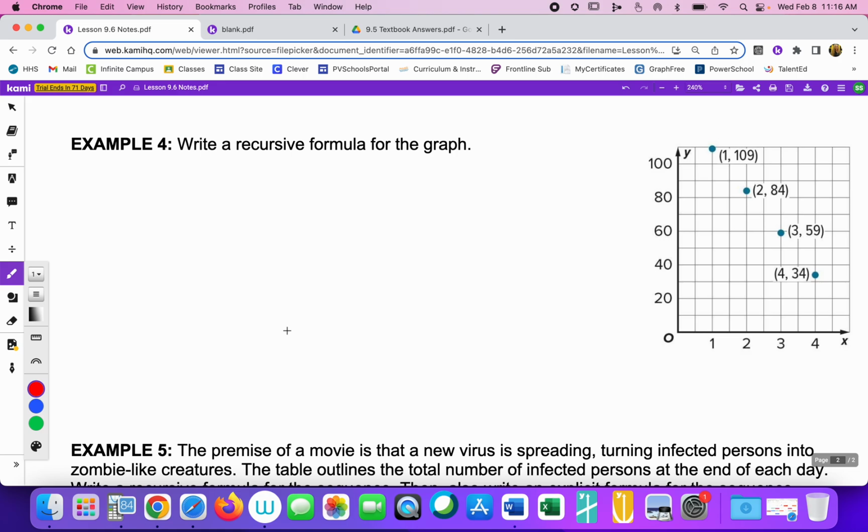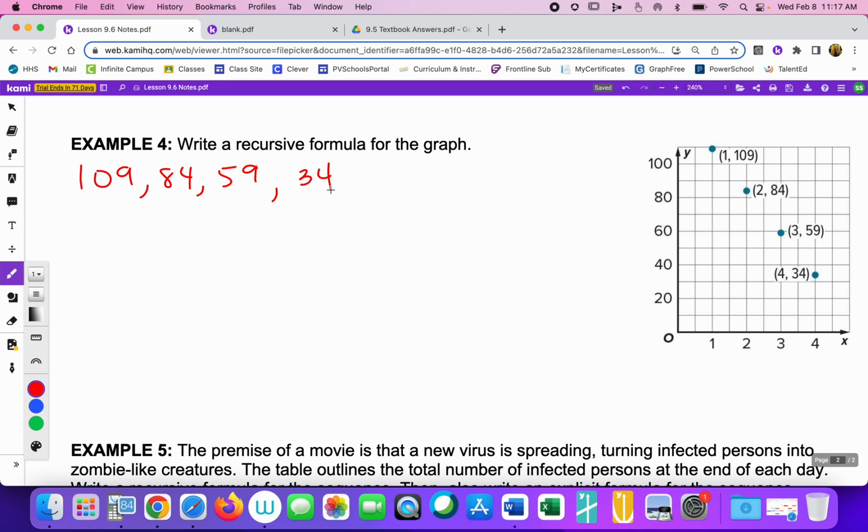See how it says 1, 2, 3, 4? That's the order of the sequence. This is first term, second term, third term, fourth. So all you're looking at is the y values. If you're given a graph, just list the y values in order. So it'd be 109, 84, 59, and 34.